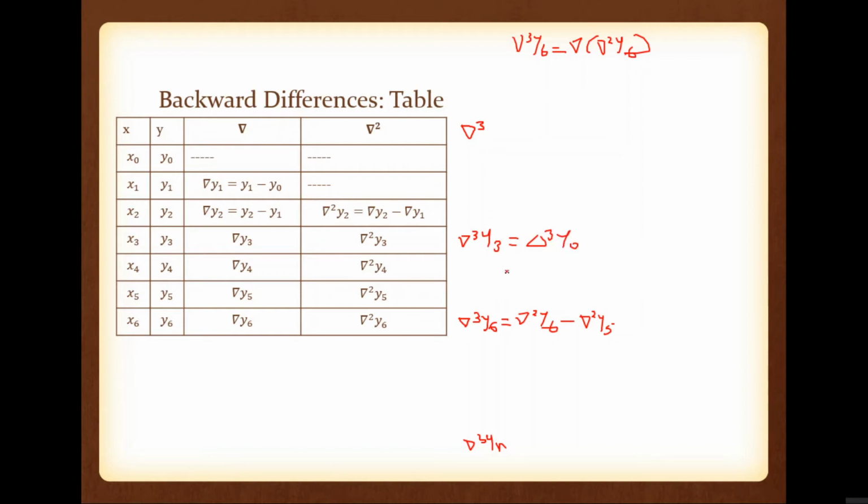Del cube by 3 is equal to del cube by 0. This is del cube by 6. So this is 6. This is third order. So 6 minus 3. This is equal to delta cube y3. 6 minus 3 y3. This is the relation.